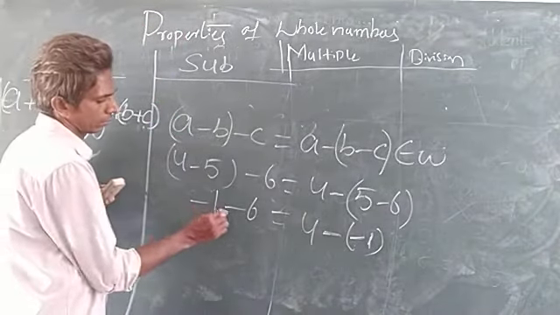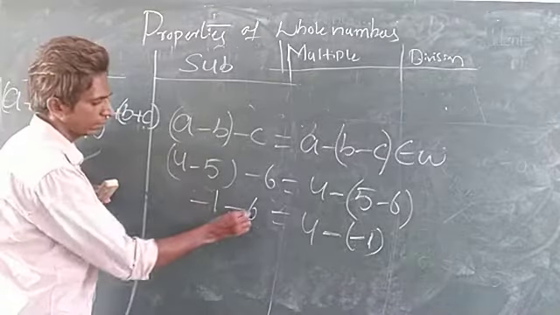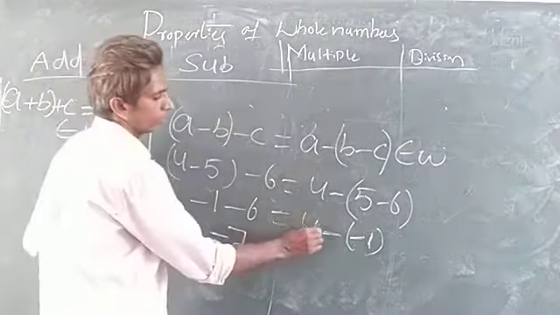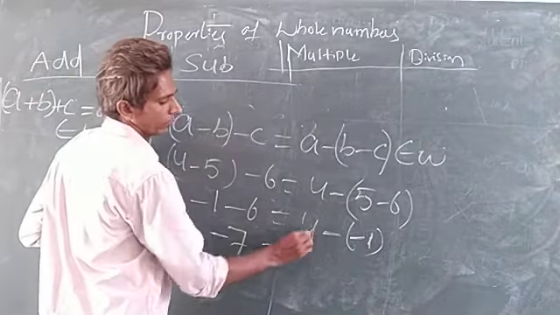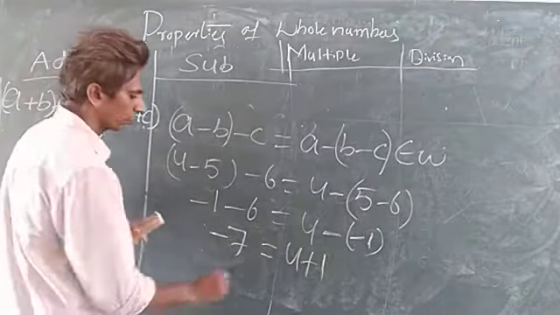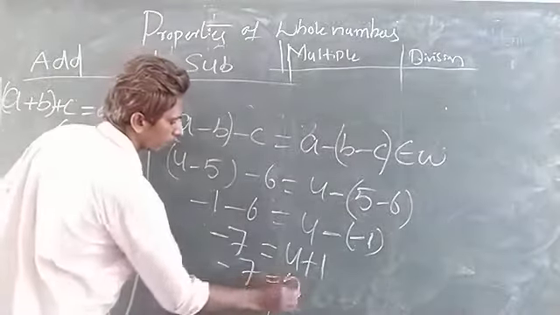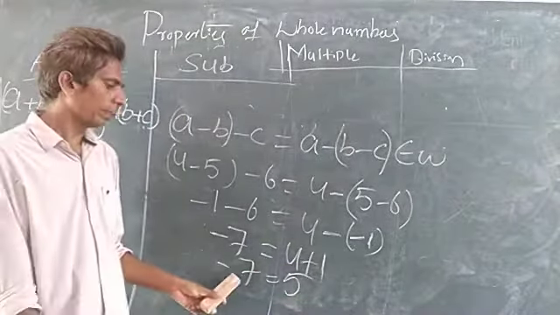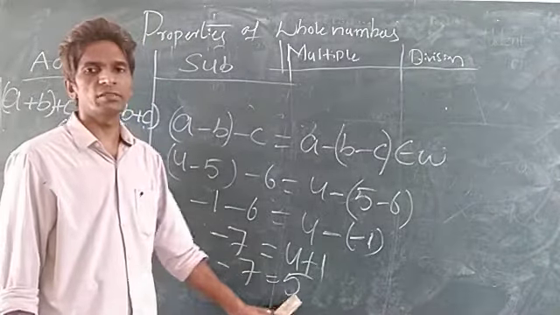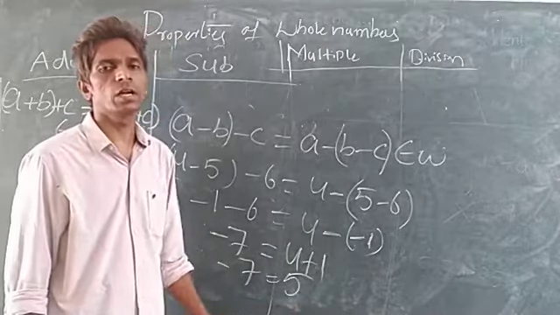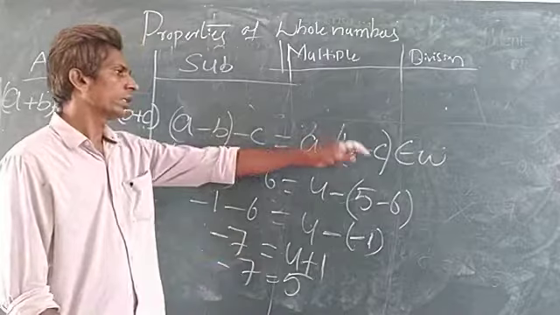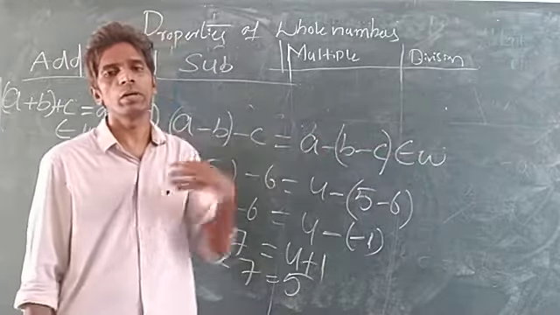So minus 1 minus 6 means it will become minus 7, that equal to 4 minus of minus, plus. So 4 plus 1 it will become 5. So minus 7 equal to 5. Minus 7 is not a whole number. So 5 is the whole number. So is LHS equal to RHS? No, it is not equal. So the answer also came in negatives. So it does not belong to whole numbers.